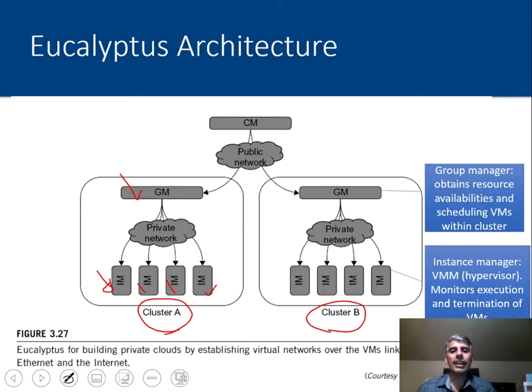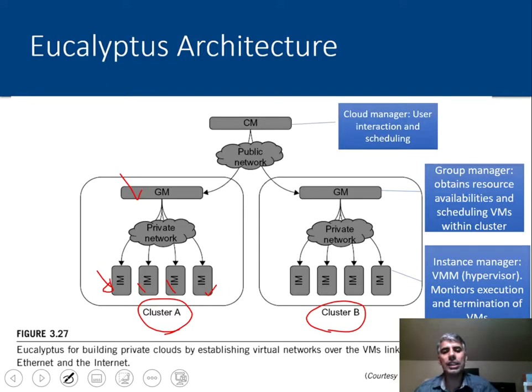All right. And then the cluster manager is the one that deals with the users. So the users basically send their request to this central cluster manager or cloud manager, and the cloud manager, based on the information that it receives from the group manager, decides where to allocate that request. And then once the request is handed over to the group manager, it will allocate it on a certain machine.